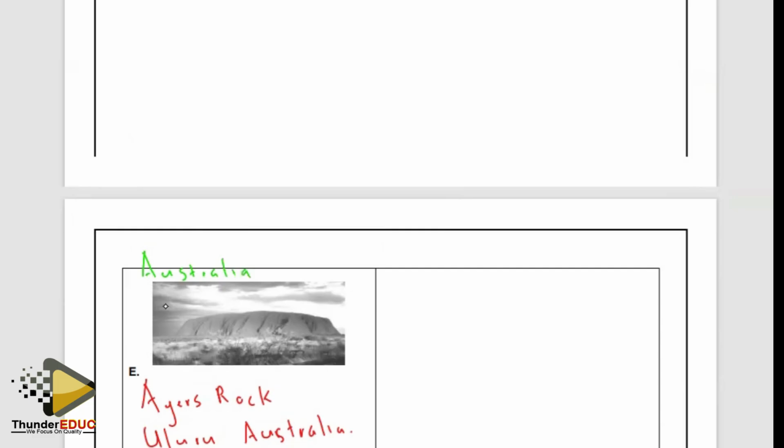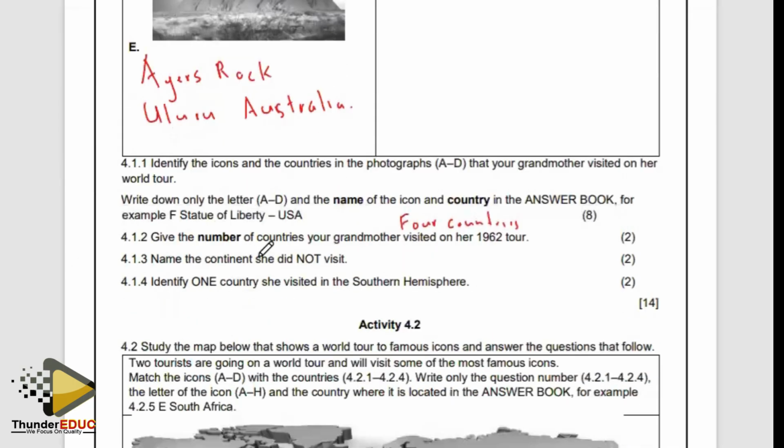So as you can see, the continent which was not visited in this case is actually South America. South America does not appear on those icons which were visited. So we write South America.